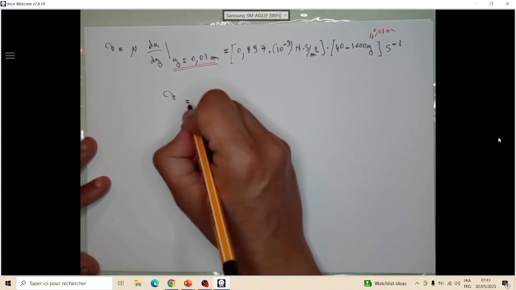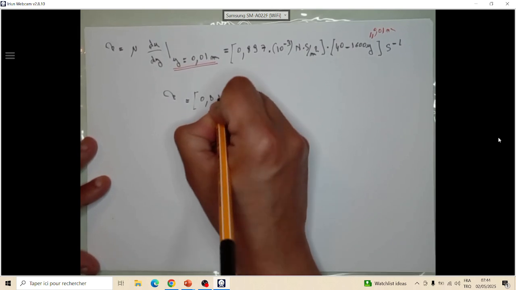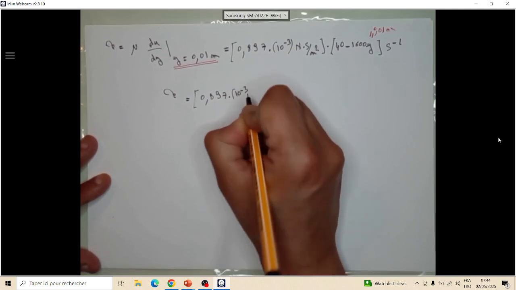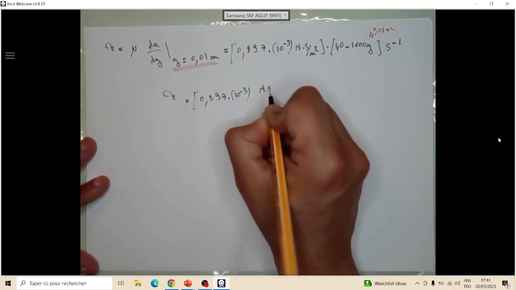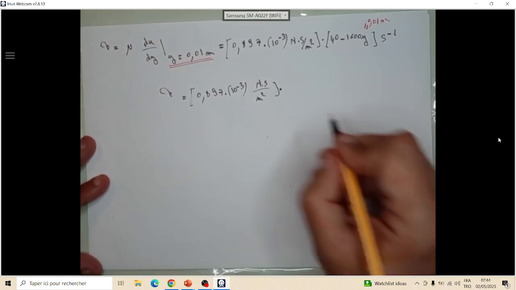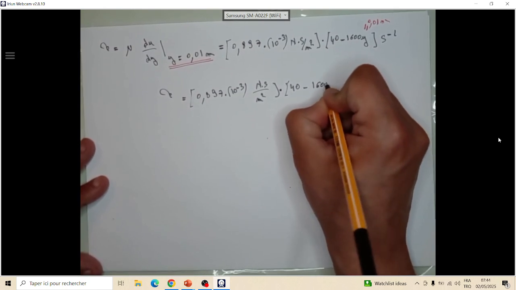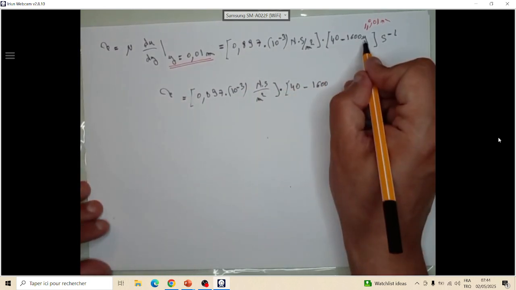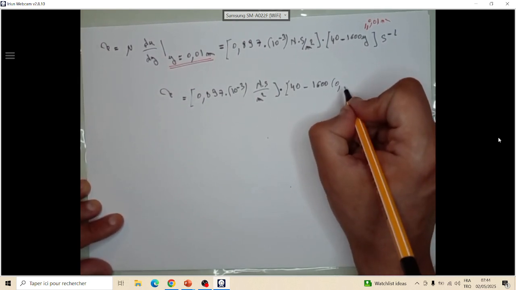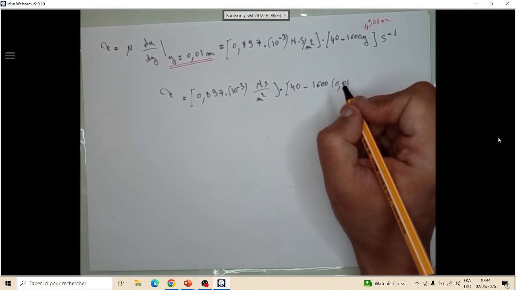I will keep the same equation. So tau equals 0.897 times 10 to the power minus 3 Newton second over meter squared, times 40 minus 1600, and I will have to replace y by 0.01 meter.